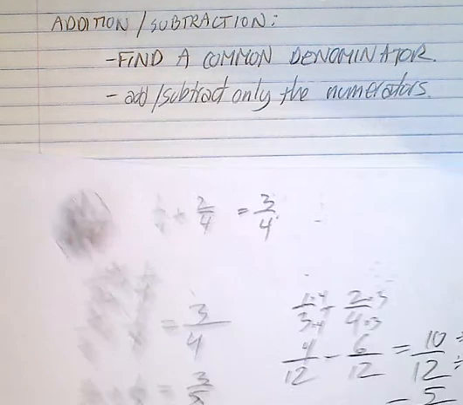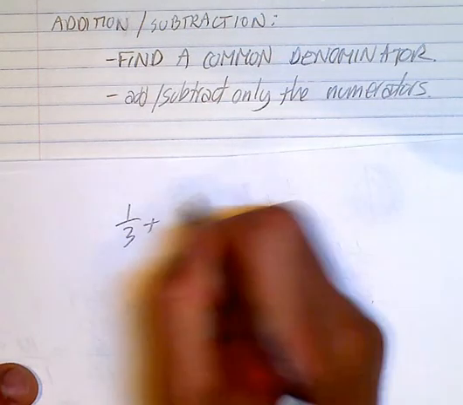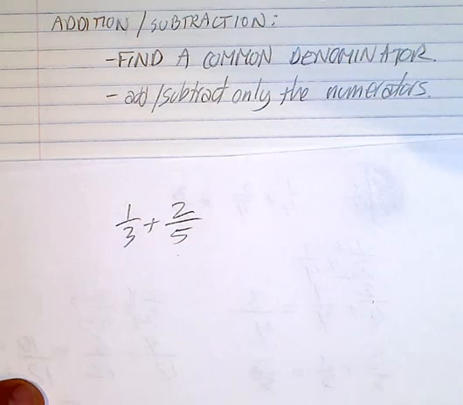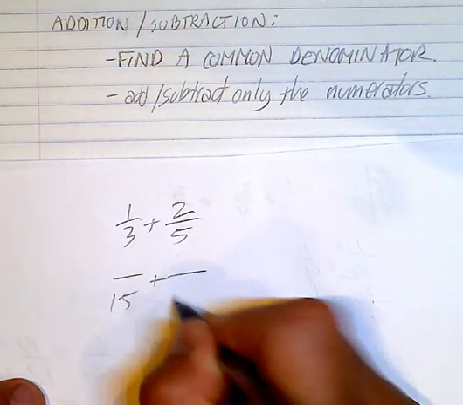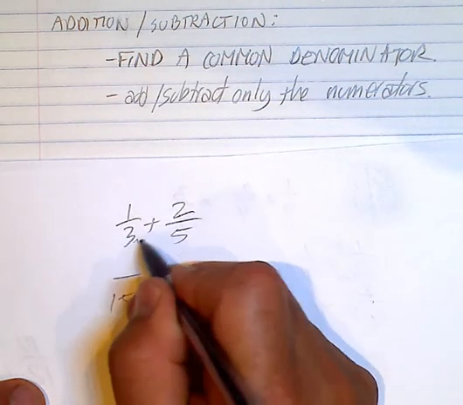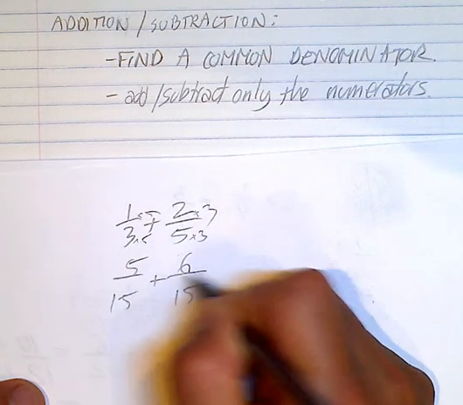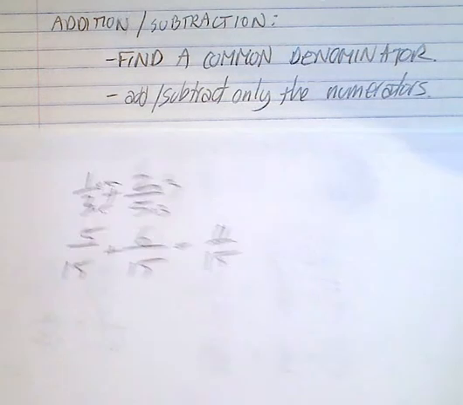Let's do a couple more. Maybe that'll help you out. Let's look at one more here. If I have 1/3 plus 2/5, let's say. Well, they both go into 15. 3 times 5, 1 times 5 is 5, 5 times 3, 2 times 3 is 6, 11 over 15. We can't simplify it.